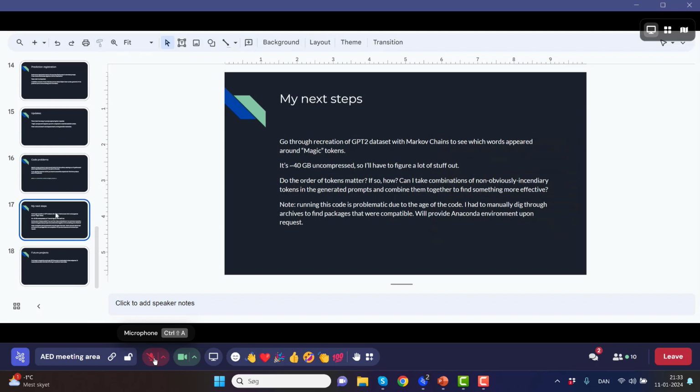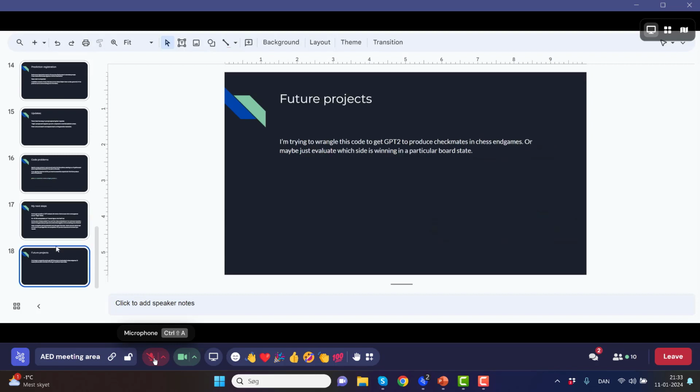So following steps, I'm going to work through the data set, make it a Markov model, poke around, and see what happens. And in the future, I hope to use this code to see if I can get GPT-2 to generate chess checkmates and chess endgames. It seems very tractable compared to getting it to play chess, which was my original plan, but I don't think that's going to work out with GPT-2 in particular. So yeah, thank you very much. That was my presentation, and if you want to ask any questions, I will be more than happy to answer.